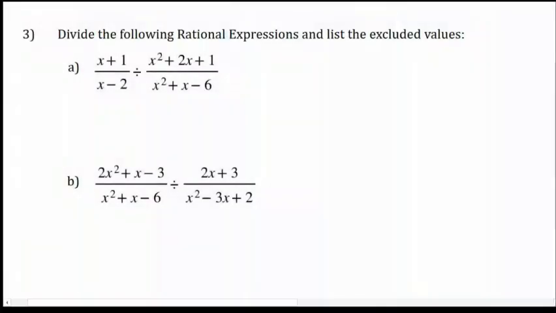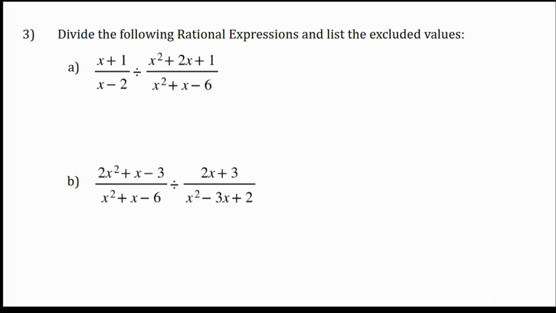You're asked to divide the following rational expressions and list the excluded values. So before we start, eventually we're going to multiply these because when we divide fractions, we multiply by the reciprocal. But the first thing I'm going to do is factor each of these numerators and denominators so that we can kind of see what the factored form looks like.